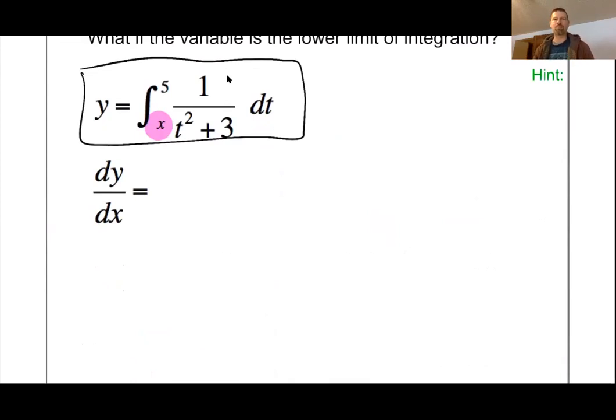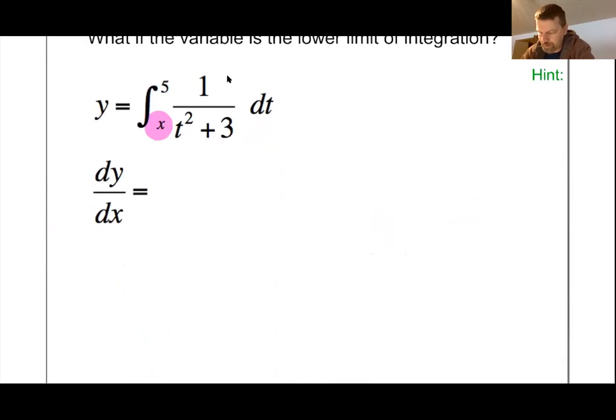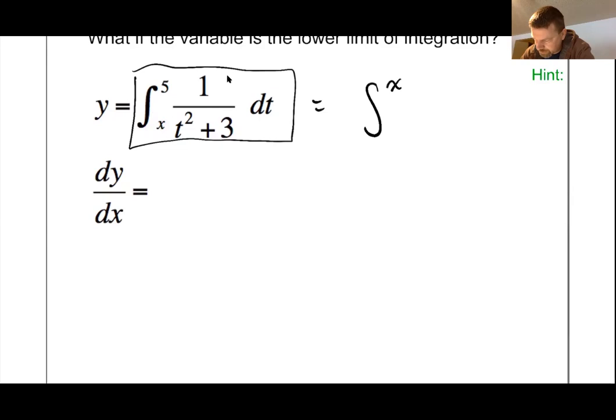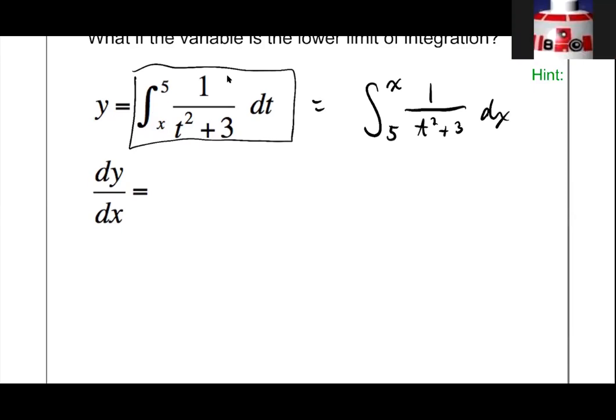Is there a way I can move the x to the top? In other words, is there a way I could write this same exact integral, but write it with the x on the top and the 5 on the bottom? Can't you just make it negative and then flip the integral like that?